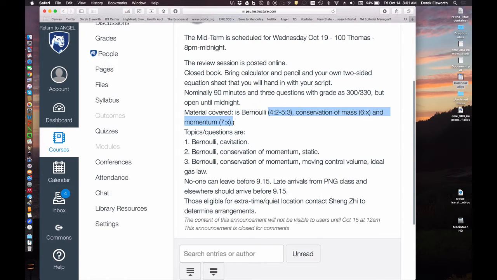And so I never think of it in terms of chapters in the book. I think of it in terms of weeks in which we spent doing things. 3 questions. They're all equally weighted. Again, 110 points apiece. 100% is 100 out of 110. They all involve Bernoulli. So that's perhaps not surprising, since that's kind of a staple of what we do. First one is Bernoulli and cavitation. The second with Bernoulli, conservation of momentum, static conservation of momentum. And the third being Bernoulli, conservation of momentum and moving control volume, and ideal gas.